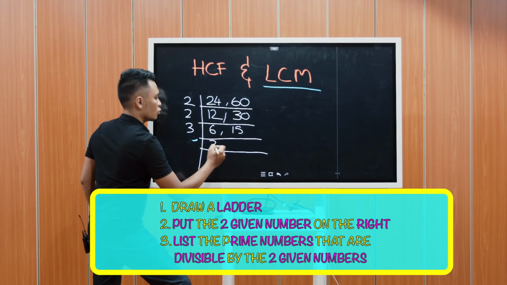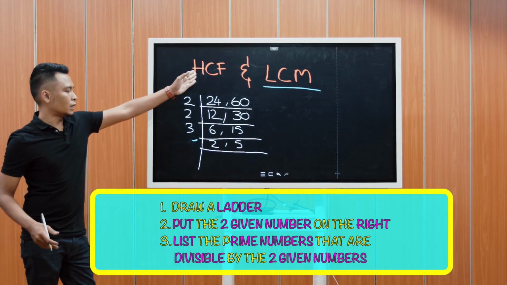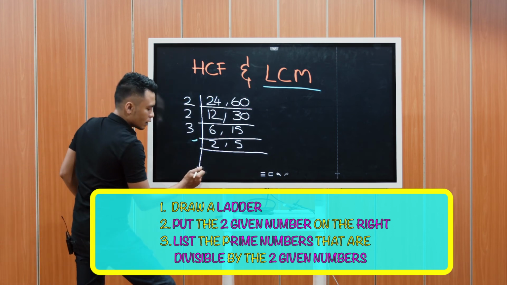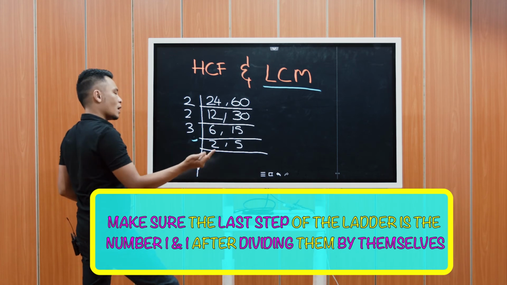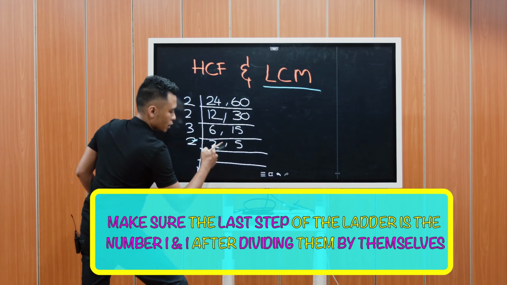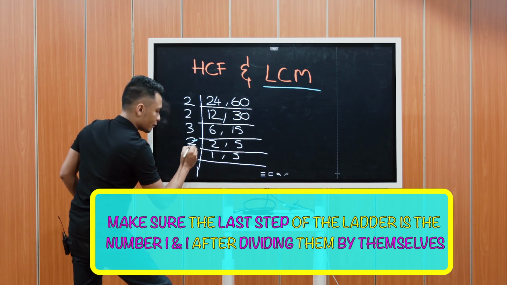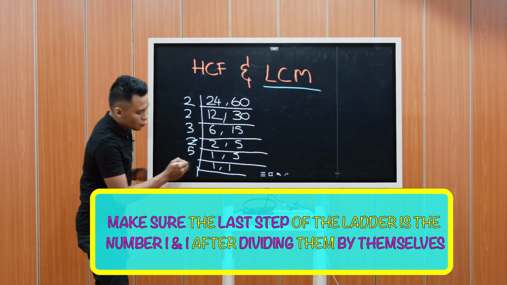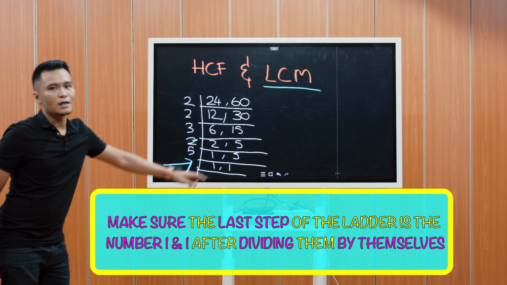Next one, I divide by 3. 6 divided by 3 is 2. 15 divided by 3 is 5. Okay? If I'm doing highest common factor, I will stop here. But since I'm doing lowest common multiple, I will divide until I get 1 and 1. What do I mean by that? What I'm remaining with is 2 and 5, right? I divide by 2. I will get 1. I will get 5. To remove the 5, I divide by 5. Then I get 1 and 1. So this is the crucial step for lowest common multiple, to get the final answer as 1 and 1.